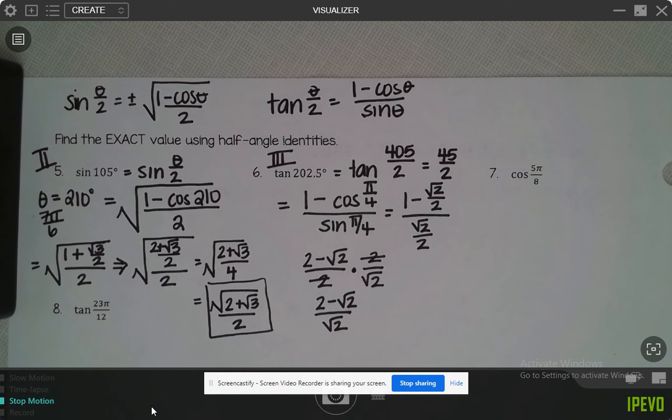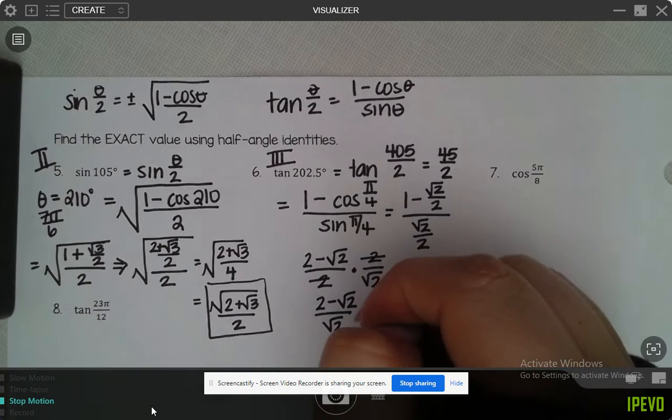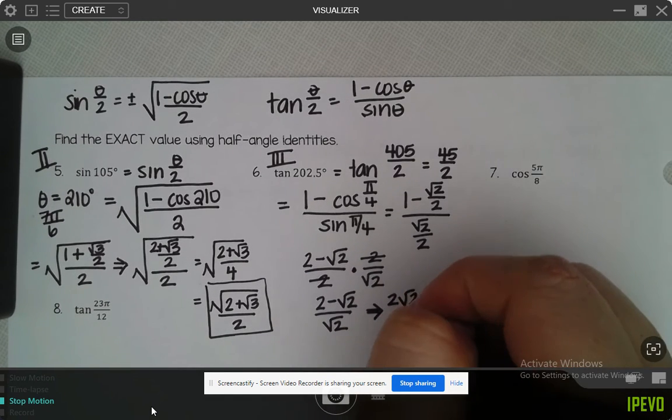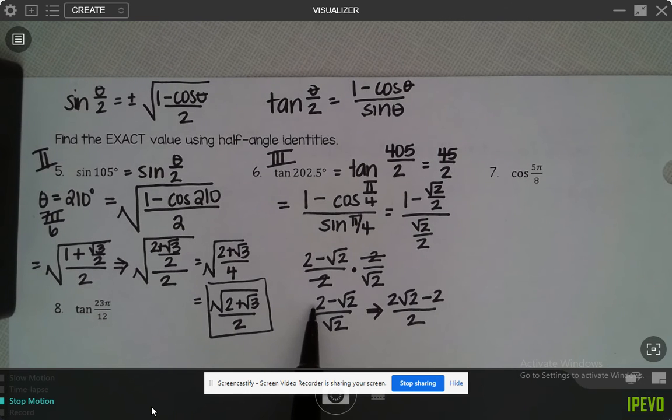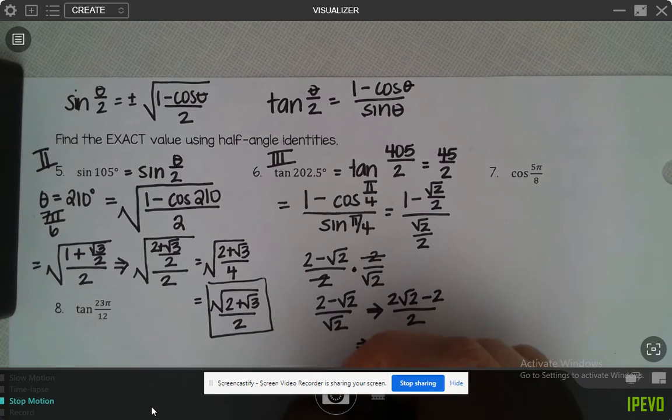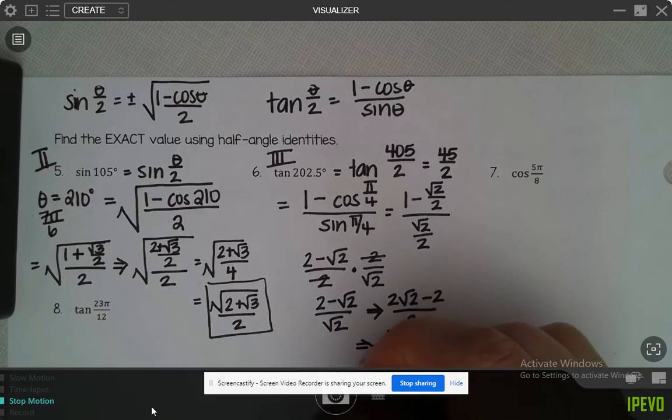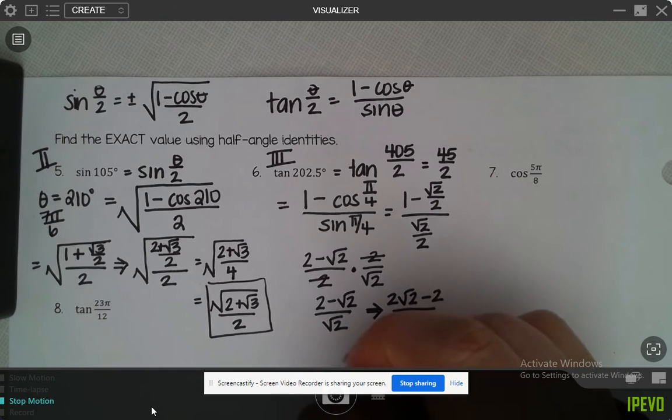What do you have to do? You got to rationalize it, right? So this turns into 2 radical 2 minus 2 divided by 2. How did I get all those 2's? Multiply by radical 2 here. Radical 2 times radical 2 is 2. Radical 2 times radical 2 is 2. Am I finished? You're really close, though. I can cancel it out, so my final answer is radical 2 minus 1.